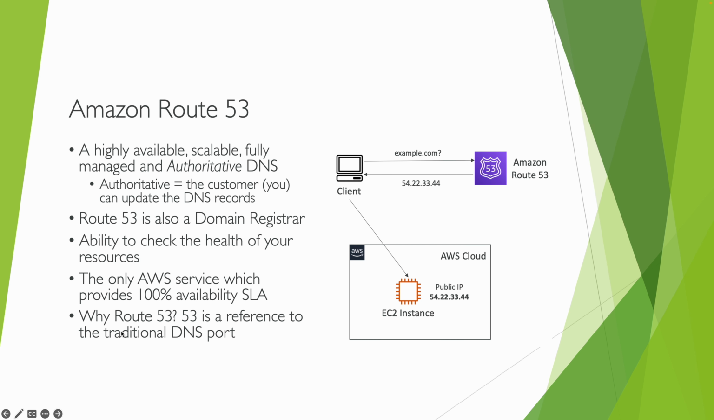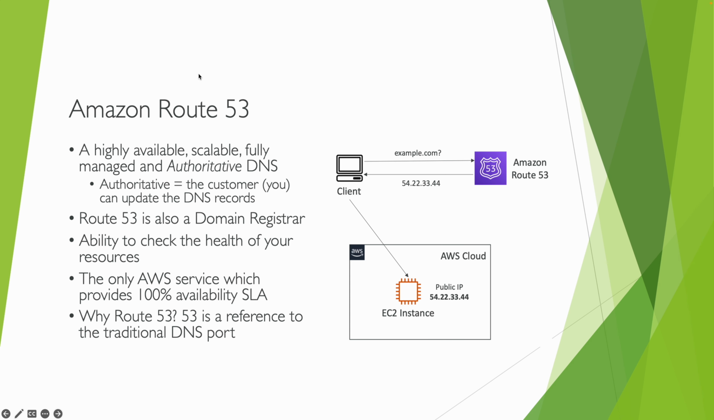Okay, so why are we calling it Route 53? Why has Amazon AWS named it Route 53? 53 is the reference to the traditional DNS port. Like 80 is the HTTP port, and 22 is the SSH port. Similarly, 53 is the DNS port. So that's why it is named Route 53.